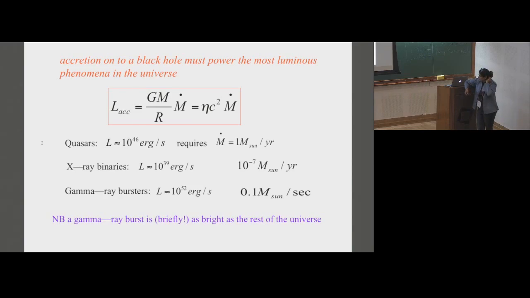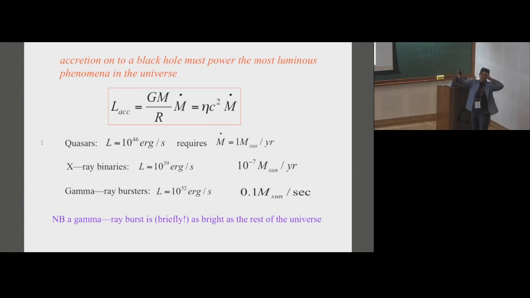So if you look at the luminosity of accretion, you can write it in this way, where eta is this efficiency factor, times c squared times m dot, which is the mass supply rate or the mass inflow rate. So if you look at the luminosity of quasars, you require that the mass supply rate for 10% efficiency needs to be about 1 solar mass per year.